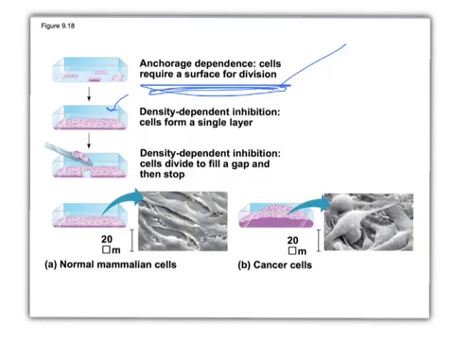So we have anchorage dependence growth. They have to be touching something in order to grow. And we have density dependent inhibition. They run into each other, right? They become too dense. Okay?